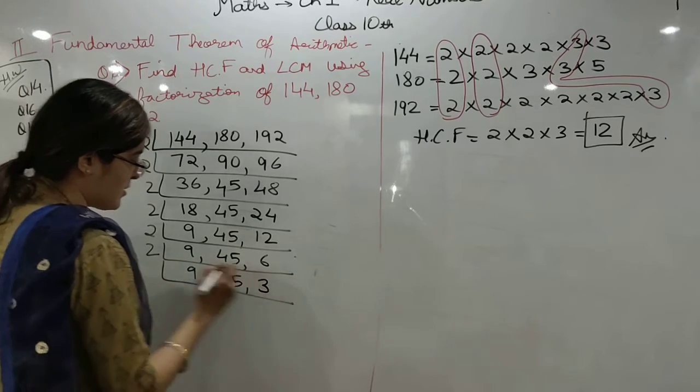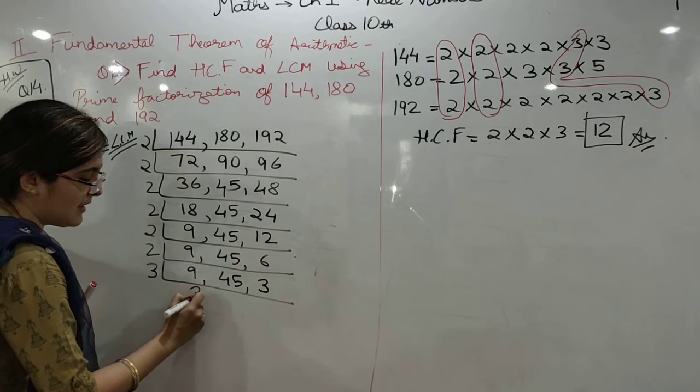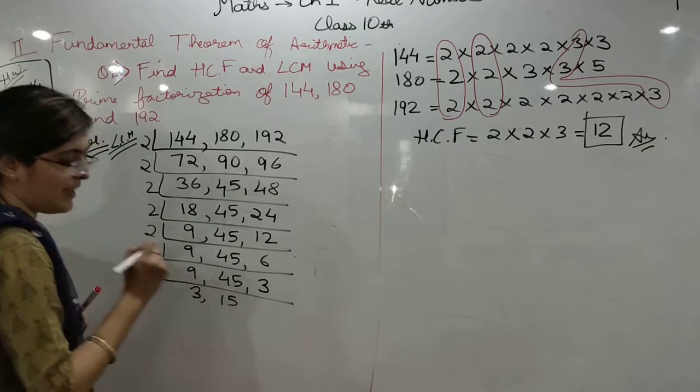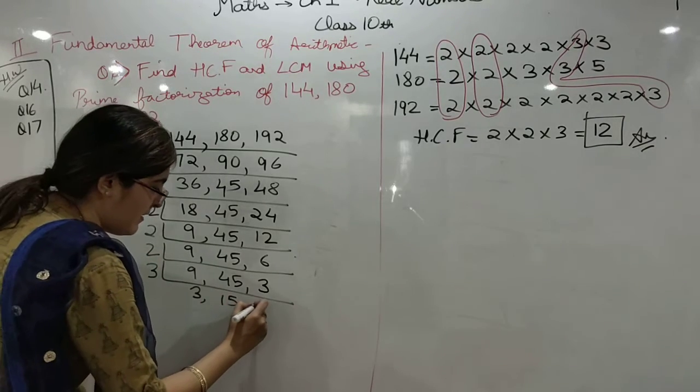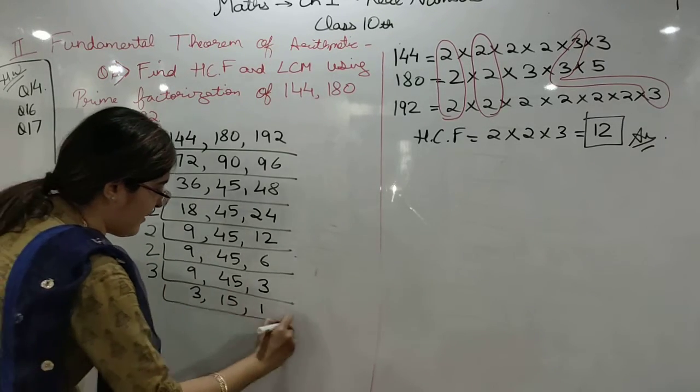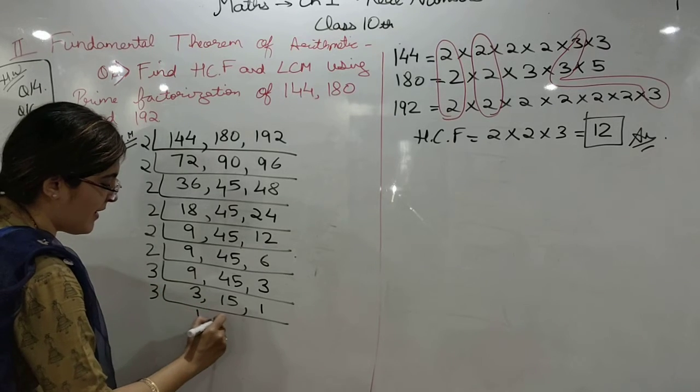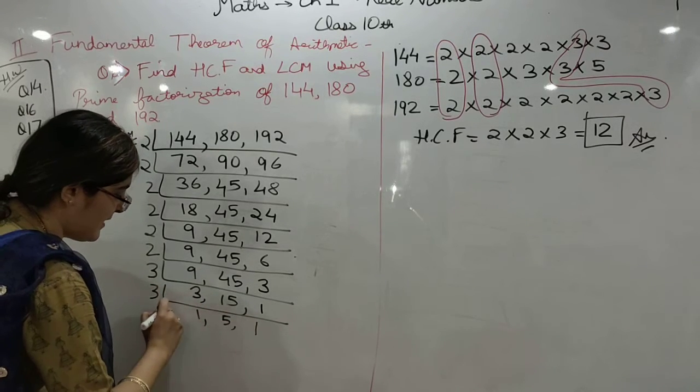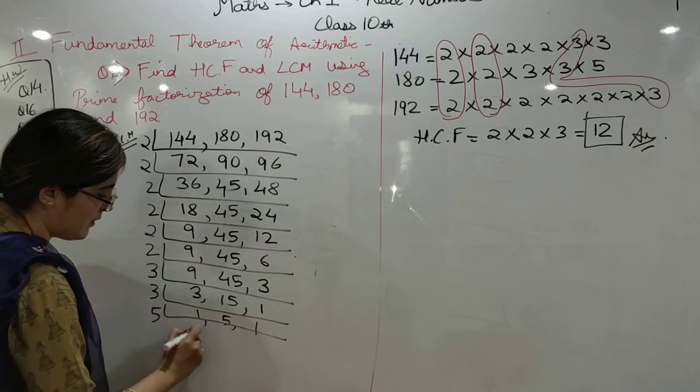Now what will we use? Now we will use 3. 3 threes are 9, 3 ones are 3. 3 fives are 15, 3 ones are 3. Again we will use 3. 3 ones are 3, 3 fives are 15. Then we will use 5.